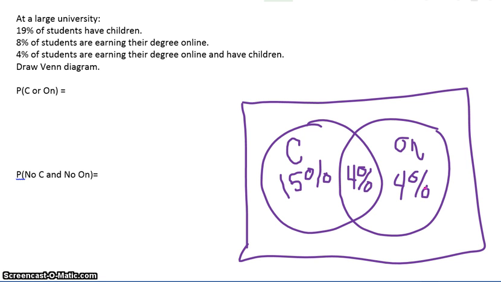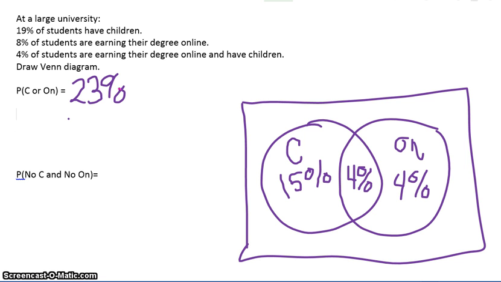This then accounts for the events in which we would randomly choose a student that has children or is earning their degree online. If we add up these values, we will get the probability over here, which is 23%. The probability of C or on, in other words, the probability of randomly selecting a student that has children or is earning their degree online, is simply 23%.